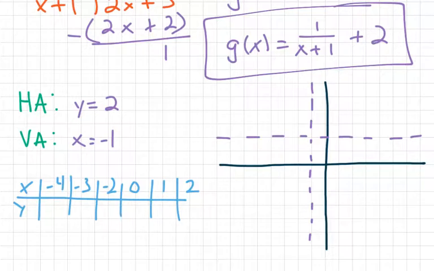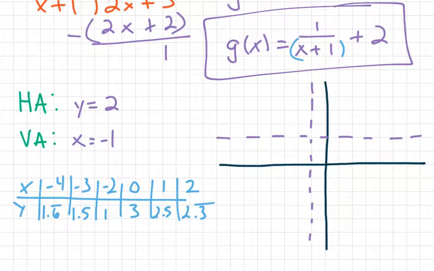Okay? So again, type this in your graphing calculator. You can type in g of x, and just make sure x plus 1 is in parentheses, and then just use your table. So when you use your table, you get your y values. You're going to have 1.6 repeating for -4, and then 1.5 for -3. -2 gives you a y value of 1. 0 gives you a y value of 3. 1 gives you a y value of 2.5, and 2 results in 2.3 repeating.